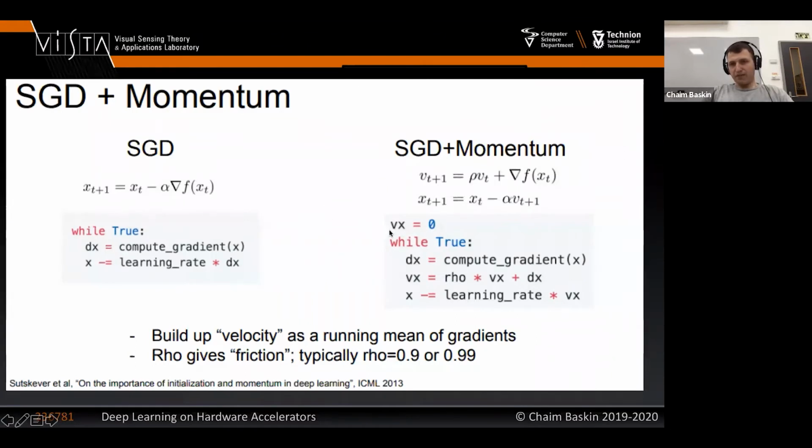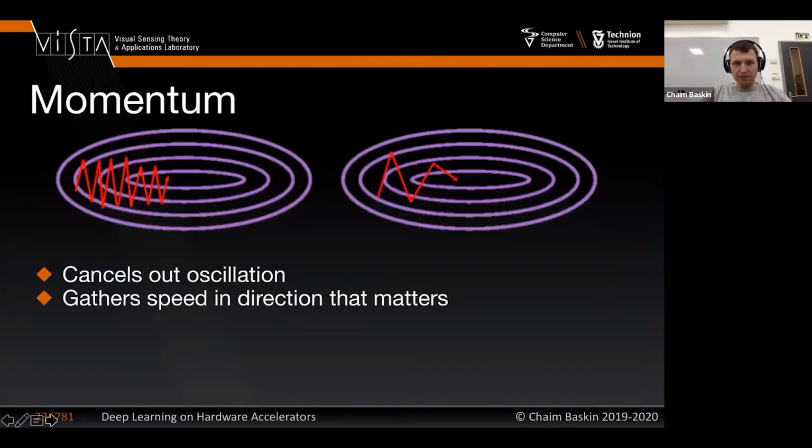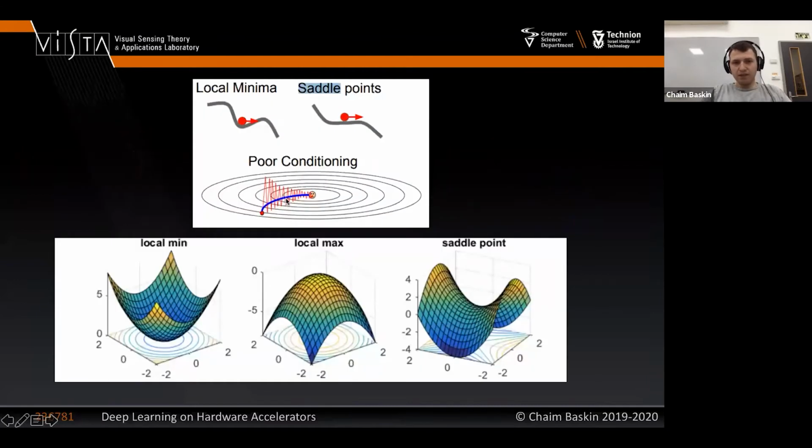So first we define the velocity vx to be 0, and we will compute our dx and vx and the learning rate, and our x will be updated by the learning rate multiplied by our velocity. So the velocity is actually a running mean of the gradients, and the rho, or friction, is typically defined as 0.9 or 0.99.